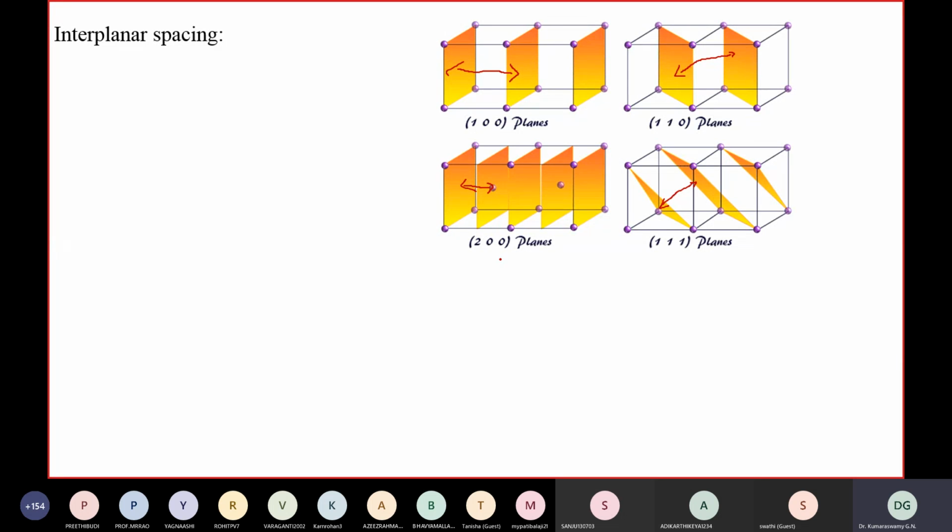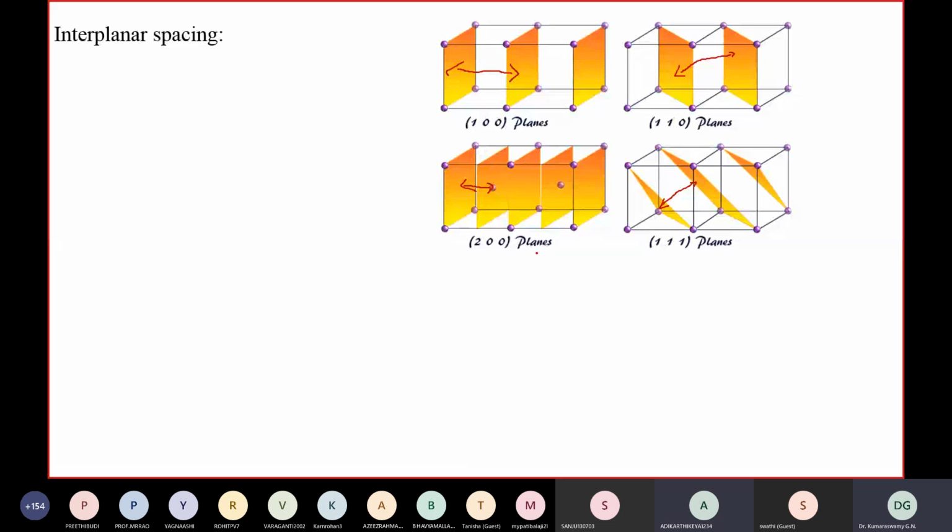Can we represent the interplanar spacing in terms of HKL values? Of course, yes. If we know HKL values and the lattice parameter, we can represent interplanar distance. That means you choose any plane you want. We can very easily say, substitute a lattice parameter and HKL value of that plane. We can say, see, this is the distance between two adjacent planes. So it is very easy for us to construct a crystal structure, right?